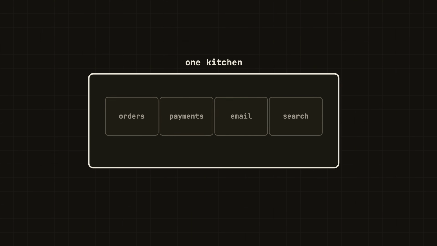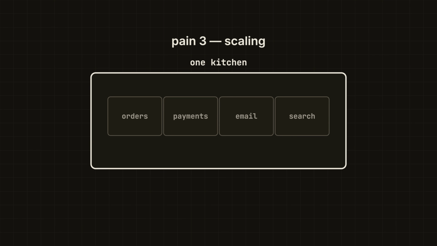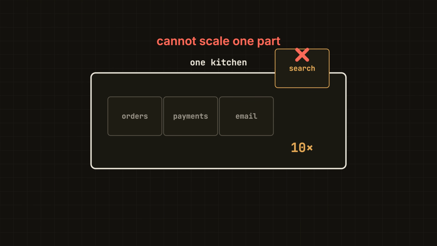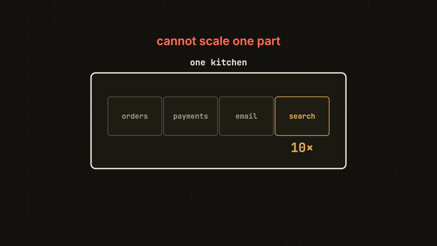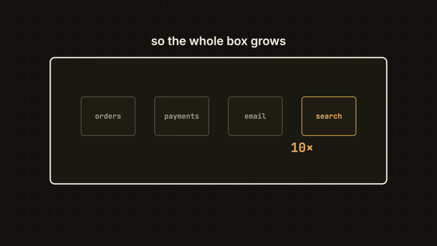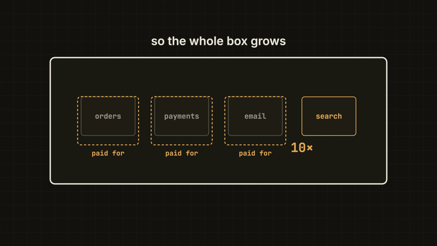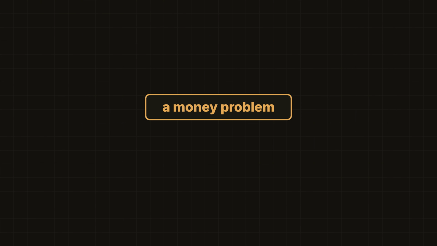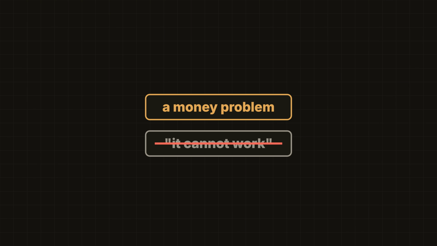And the third one is scaling. Let us say our search feature is doing 10 times the work of everything else. We cannot give search more machines by itself because search is not a separate thing we can run. So we scale the whole application. Every copy carries orders and payments and emails as well, just to get more search. And think about it, that is wasteful. But notice it is a money problem, not the system cannot work problem. And that distinction is going to matter later.